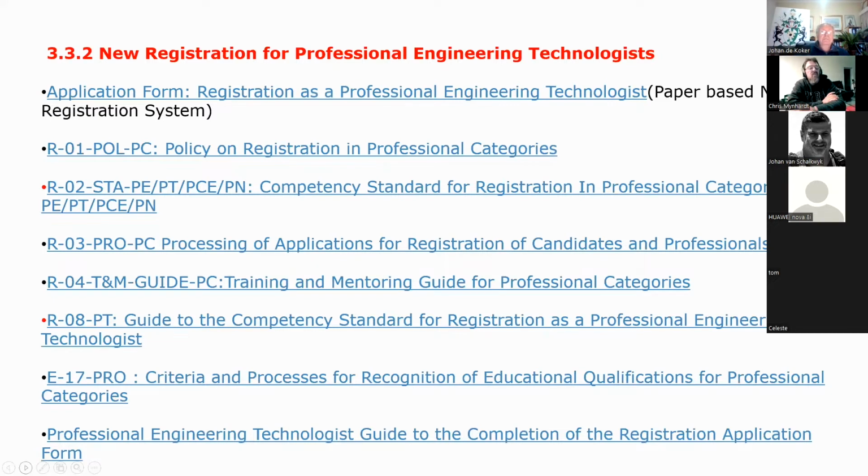Okay, this is on the website under item 3.3.2, new registration for professional engineering technologists. The two documents you can see are R02 and R08. The rest are there also, and you must read through them. They are good background, unless you want the E17 PRO, that is for foreign qualifications, the recognition of them. If you haven't got a BTech, but you've got a qualification from another country, you have to go through that process. Okay, next slide, Johan.